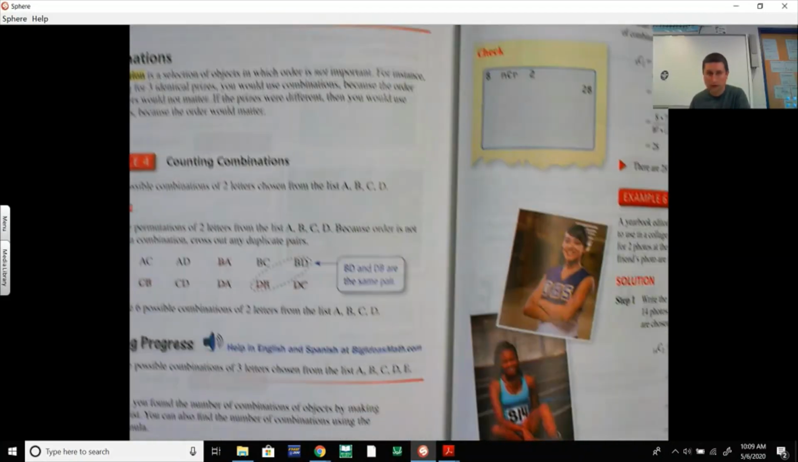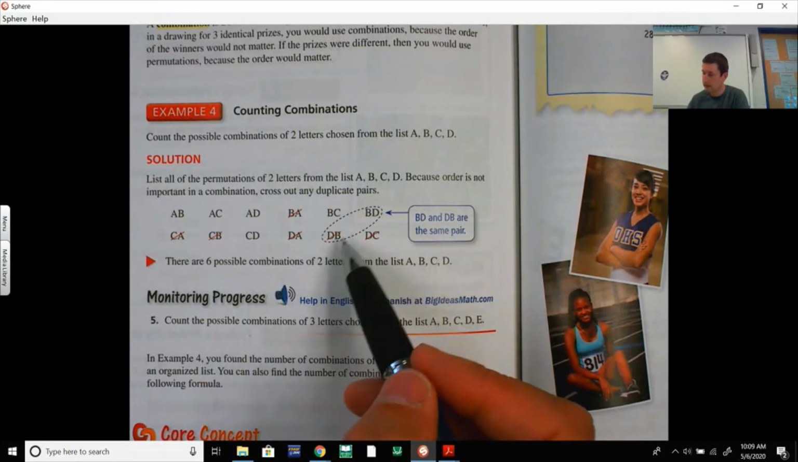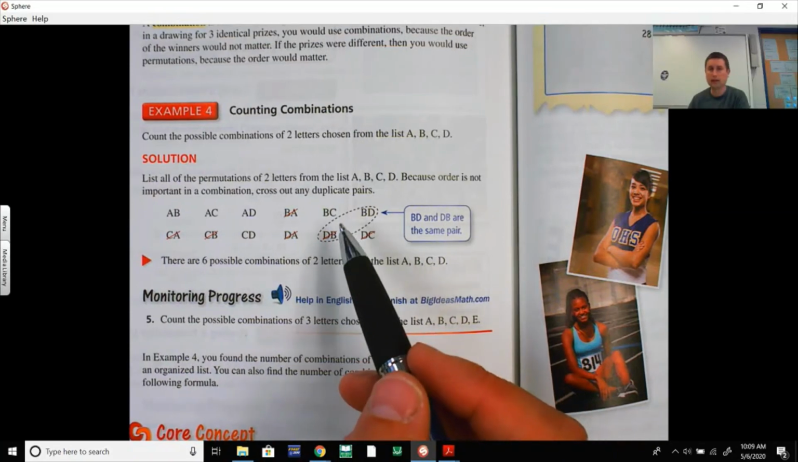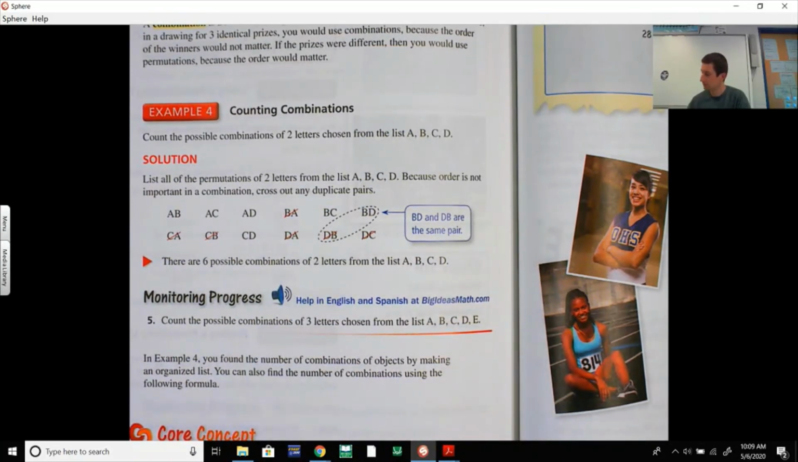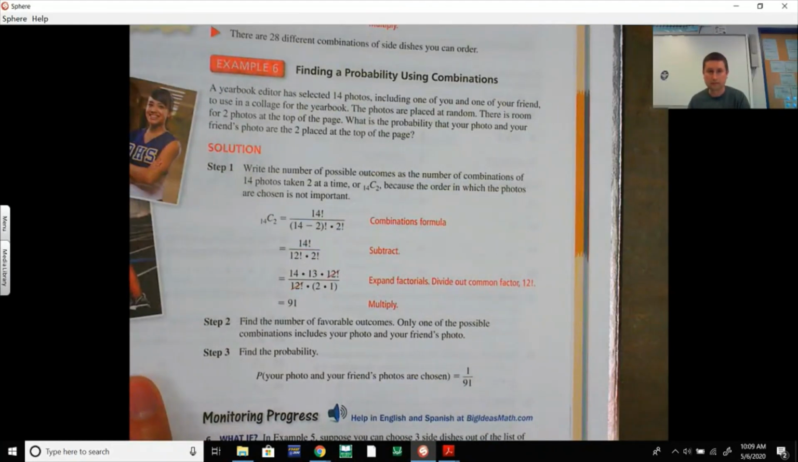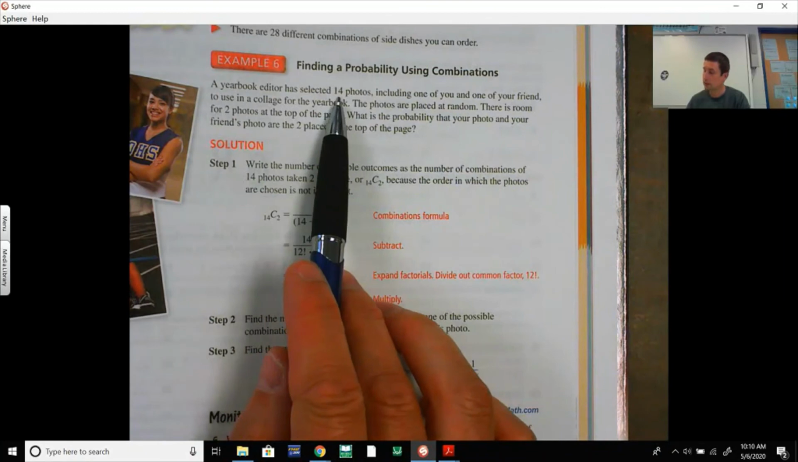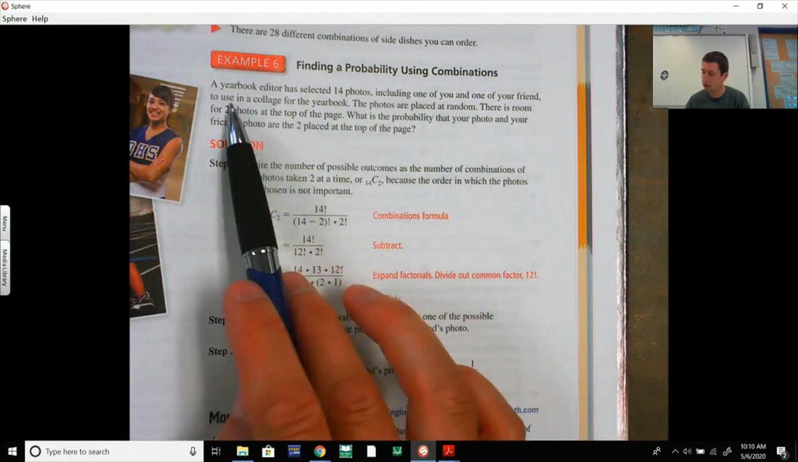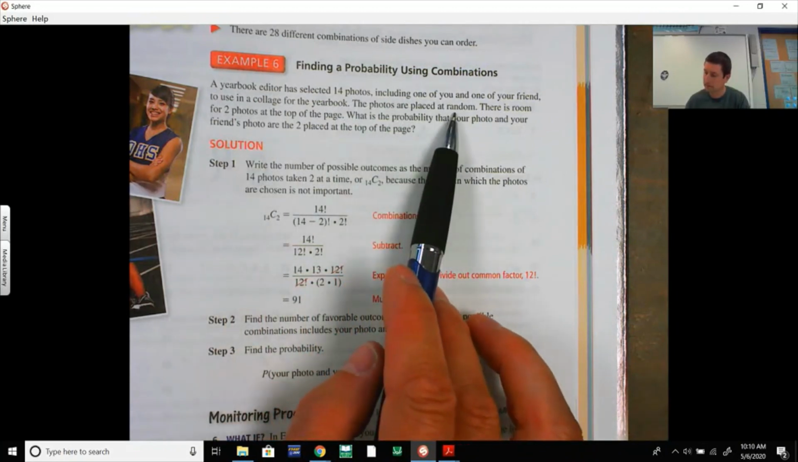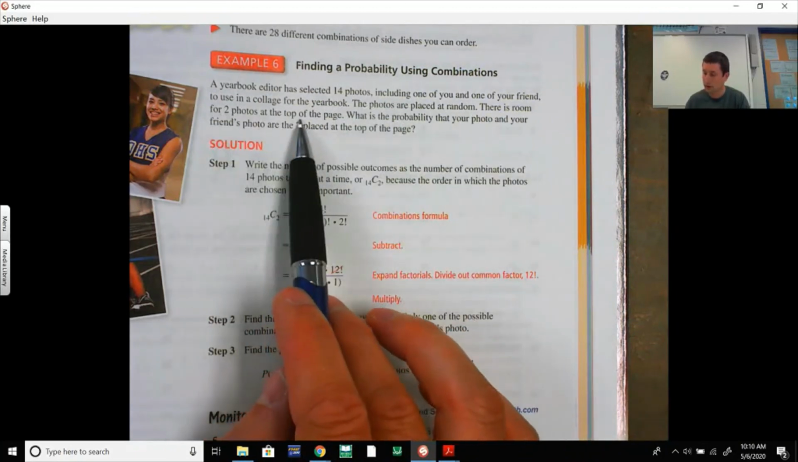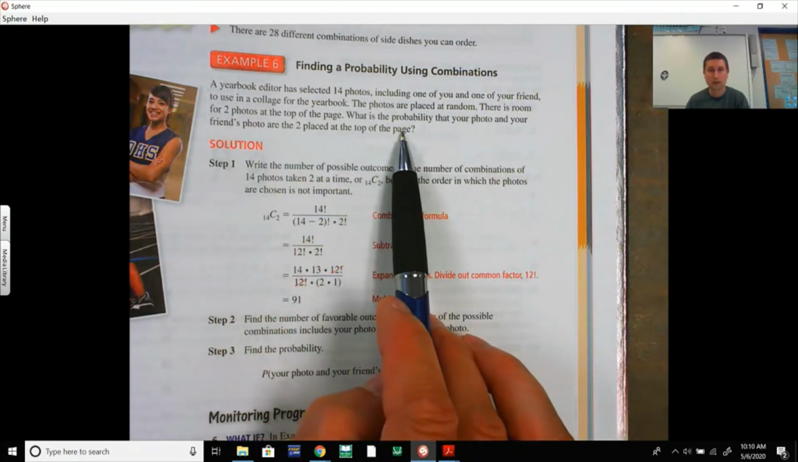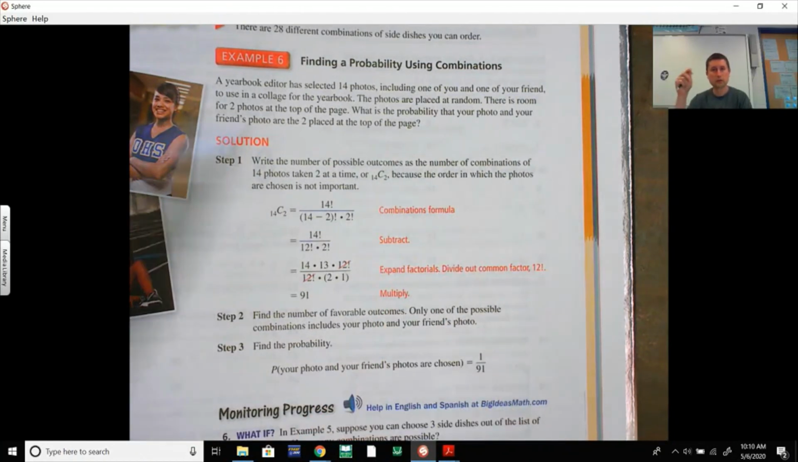Okay, here's another look at combinations. Notice BD and DB are the same pair. In a combination, they're the same pair. It doesn't matter which order they're in. In a permutation, they would be different. Okay, so probability with a combination. Your book has selected 14 photos, including one of you and one of your friends, to use in a collage for the yearbook. The photos are placed at random. There is room for 2 photos at the top of the page. What is the probability that your photo and your friend's photo are the 2 placed at the top of the page? So up there at the top, it doesn't matter which one is first.